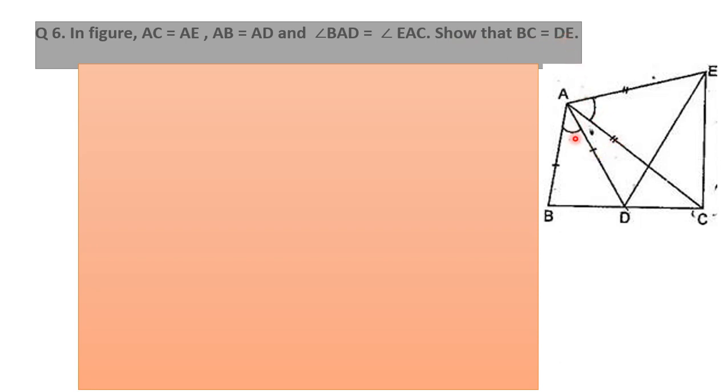Now look at the figure. AC is equal to AE, AB is equal to AD. As shown in the figure, they are equal. Similarly, angle BAD is equal to angle EAC. This is also equal. We have to prove this side BC and the side DE are equal.